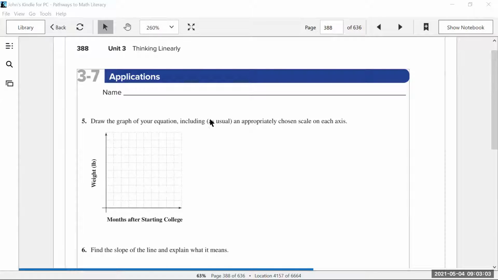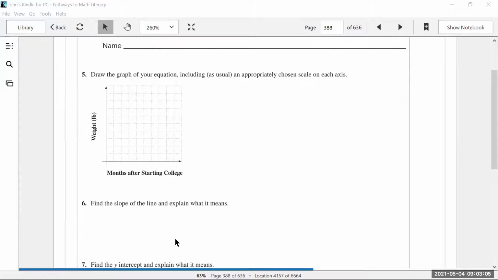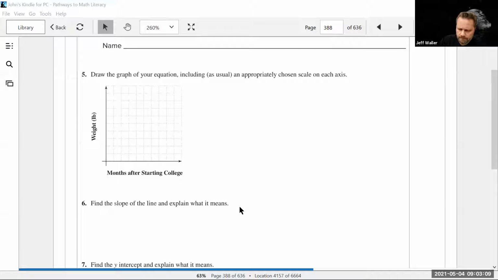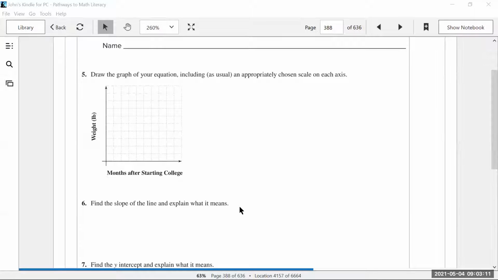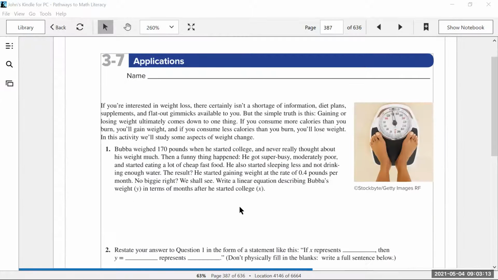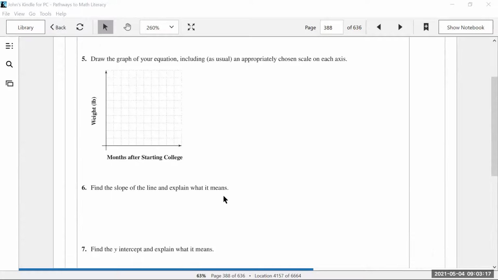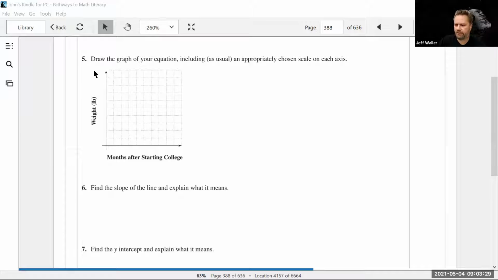Question number 6. Explain what the slope means. I just have a slope, but you say a question mark about explaining what it means. How can I explain the slope? By words, or am I supposed to draw a picture? No picture. You already got a picture.